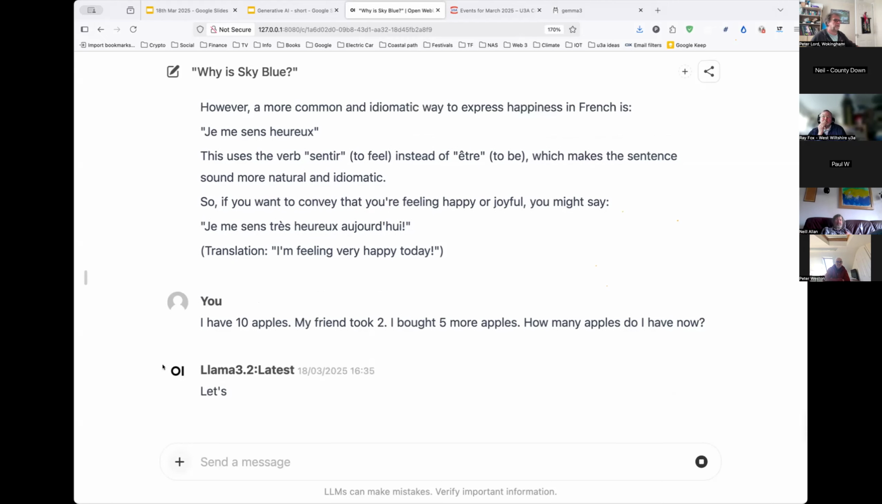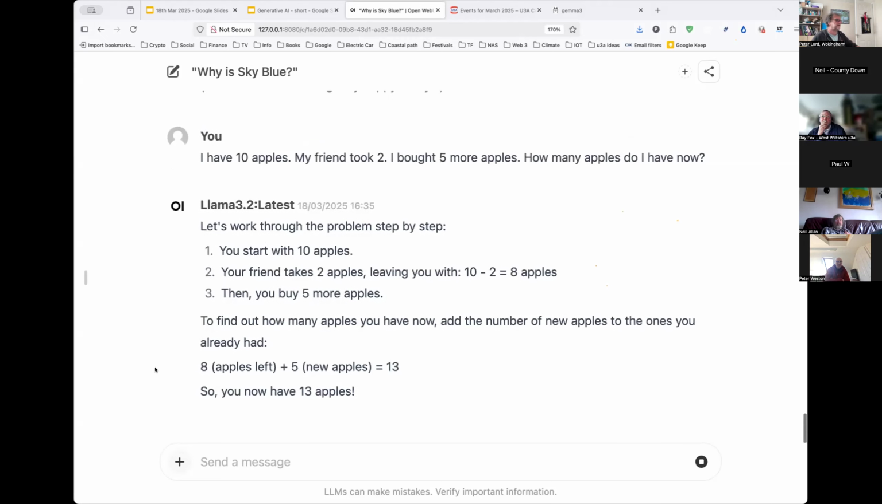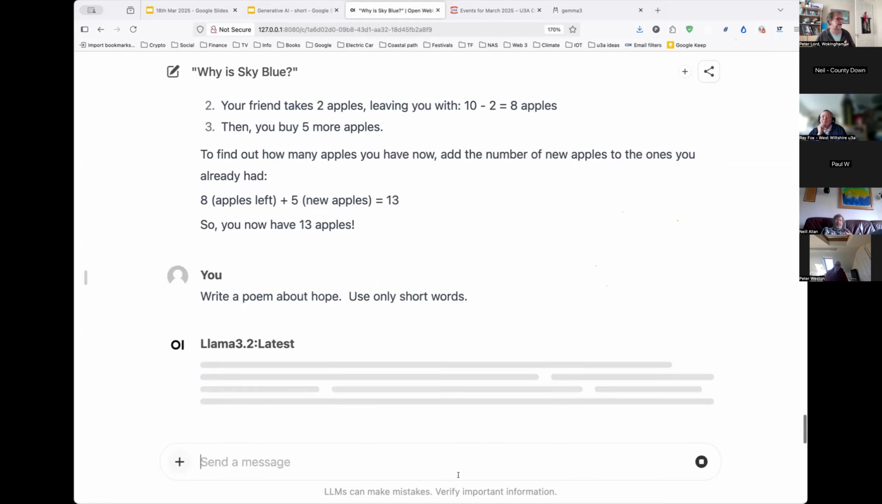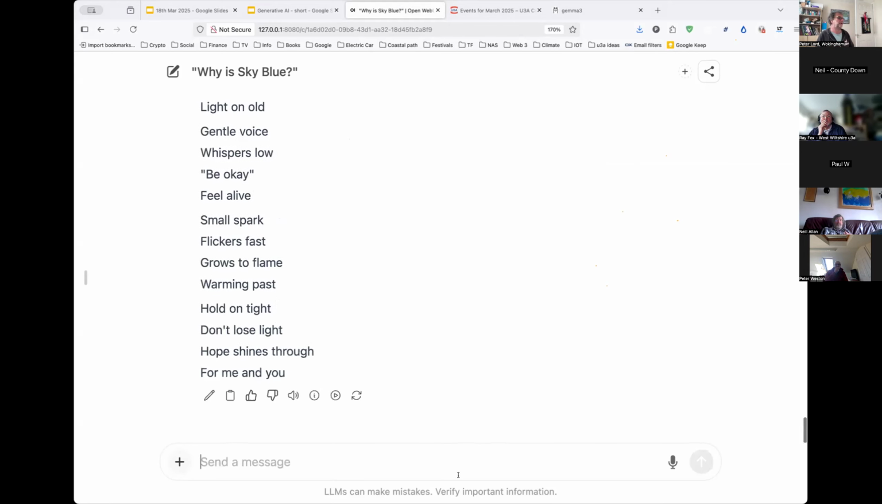Again, we're sticking with the same model. You can see it's a bit struggling with this, but here we go. And again, you can see the way it comes out is the large language model is going around in its cycle. Now, we had a poem before. Now, one trick for prompt engineering is to add additional bits of instructions, if you like, on the end. So instead of write a poem about hope, we'll also add use only short words. And if we do that, we get a poem using only short words.